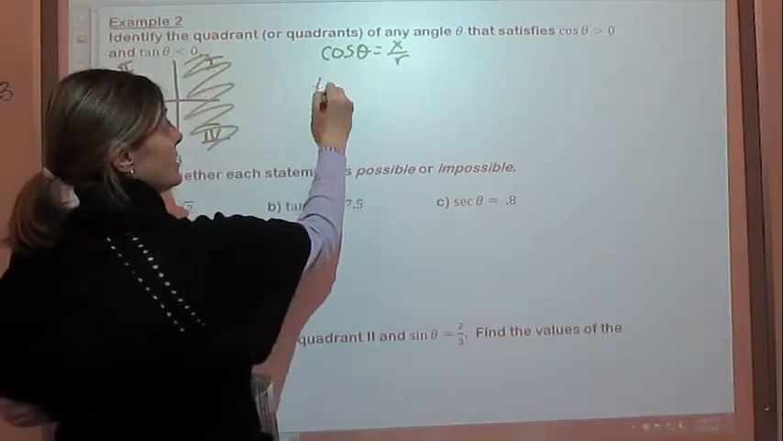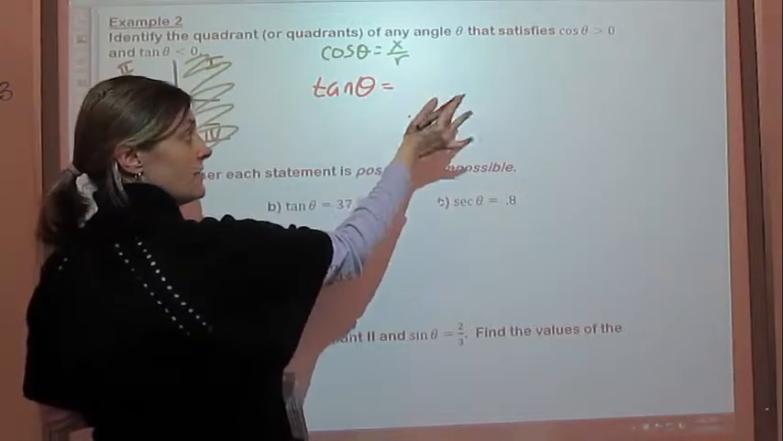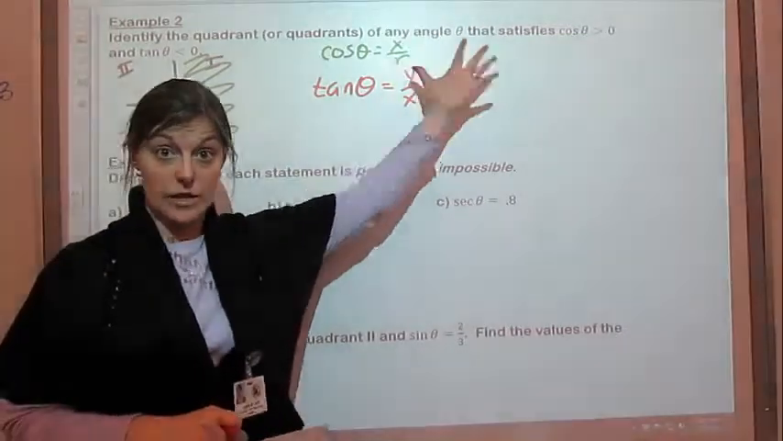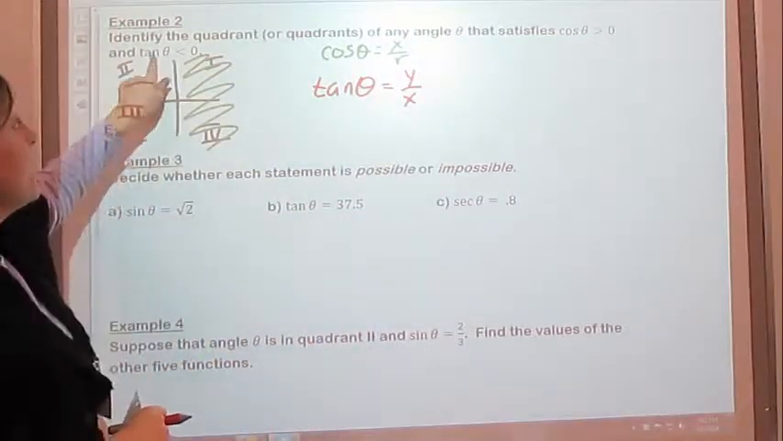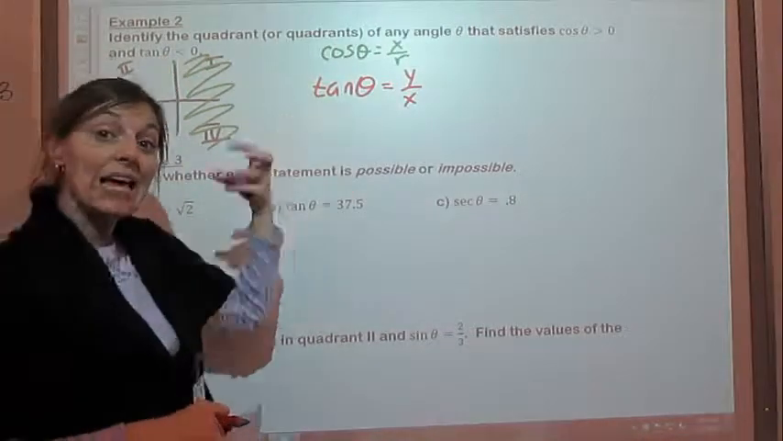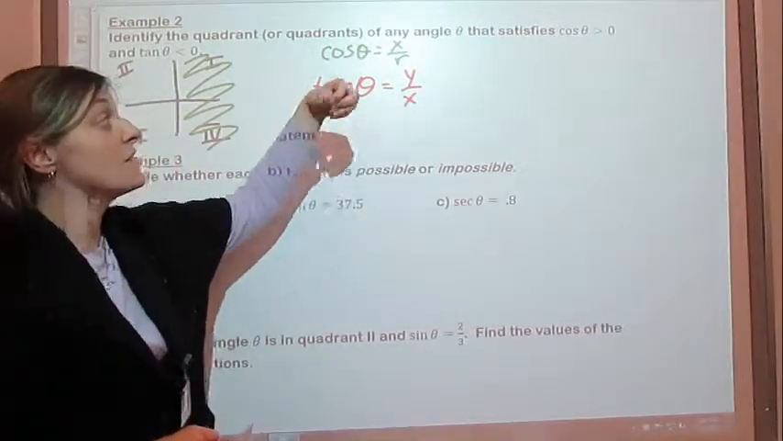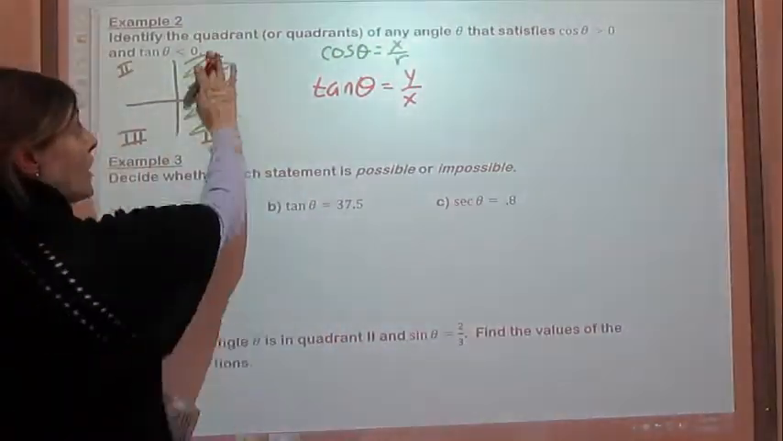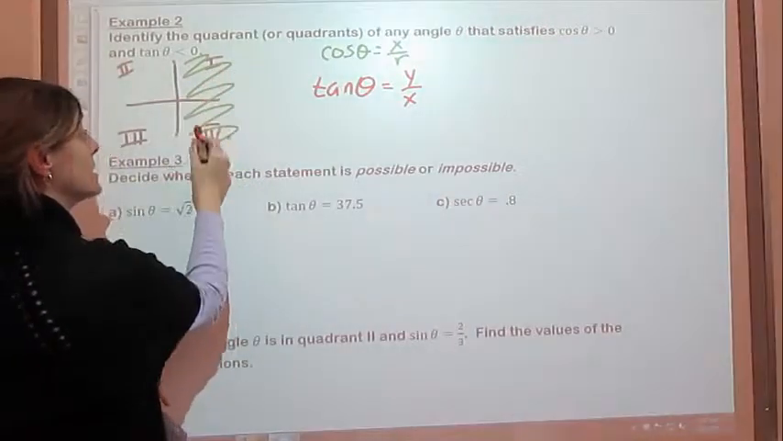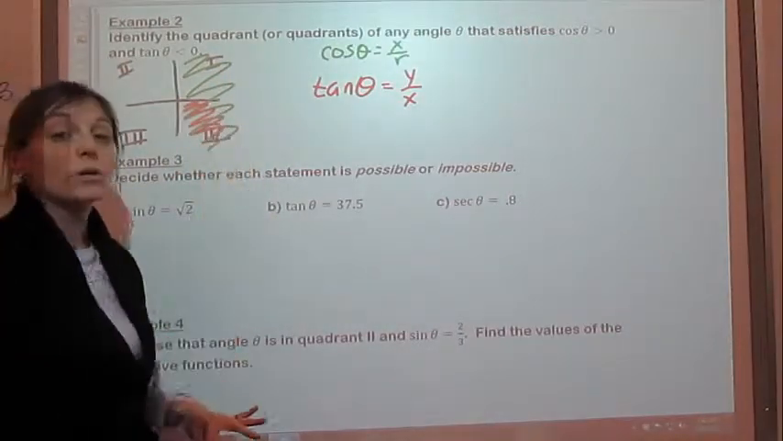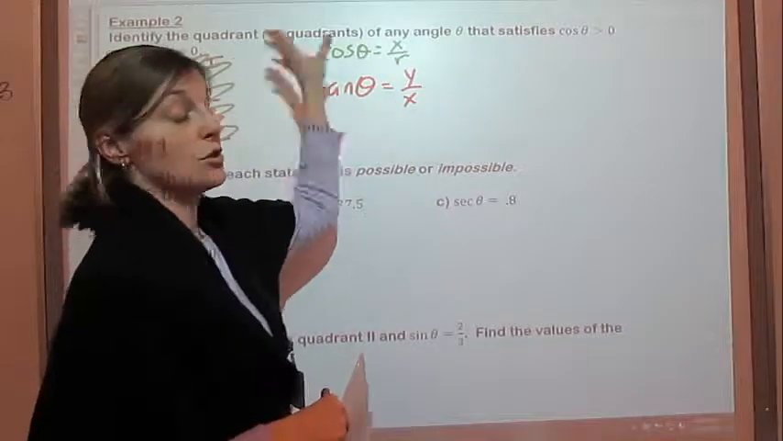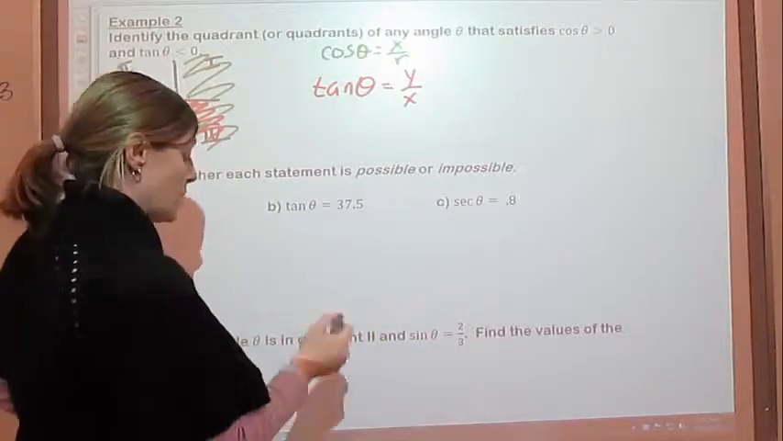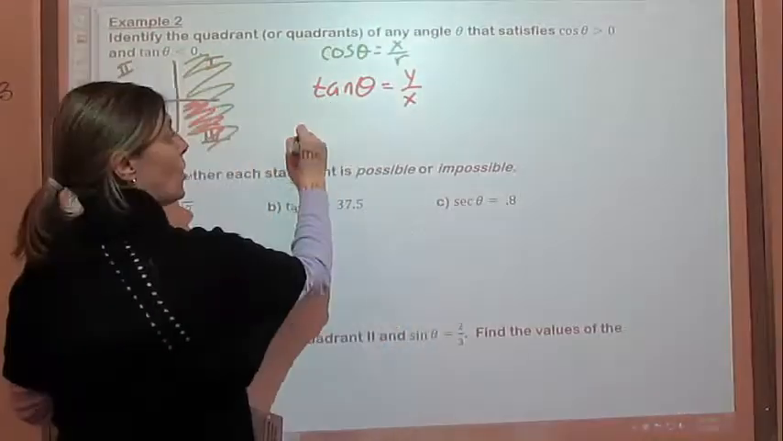Now let's take a look at tangent. Well, remember tangent of theta is equal to y over x. Okay, and we know that x is positive because cosine was positive. All right, and we need tangent of theta to be less than 0. So if the x is positive, the y has to be negative because the tangent is less than 0. And so since we already know we only have these two options, the fourth quadrant is the only place where both of these statements are true. Cosine of theta is greater than 0 and tangent of theta is less than 0. So our answer is going to be quadrant 4.